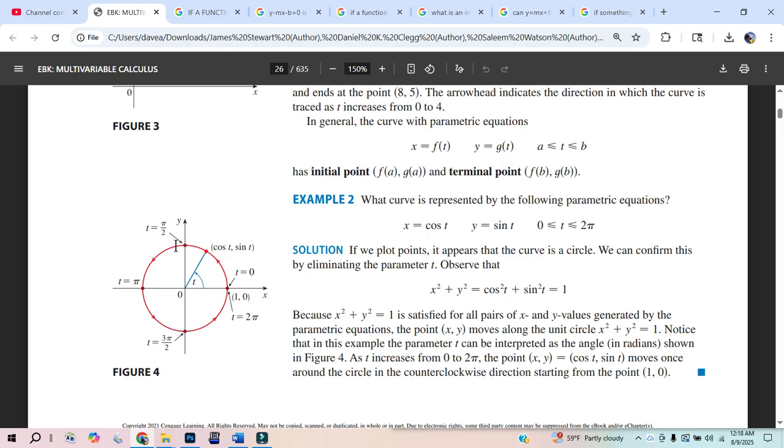I'm kind of blanking. Yeah, circles are hell.